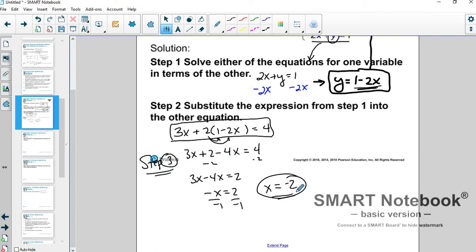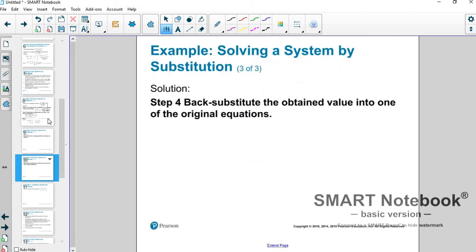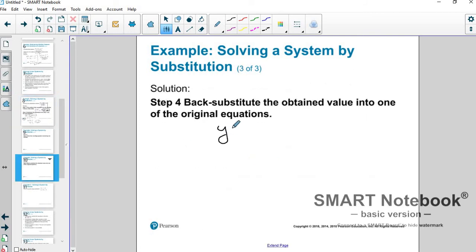But this is not the answer, right? What do all of our answers for these look like? They're not just x equals, they're an ordered pair. So plug it back into the original system. What was the original system? We had 2x plus y equals 1, which we solved y equals 1 minus 2x. So plug it back in there. Y equals 1 minus 2x. And we plug in negative 2 for x. And so we get 1 plus 4, which is 5. And so the answer is negative 2, 5.